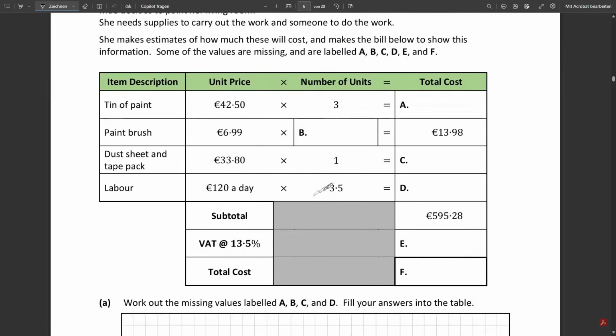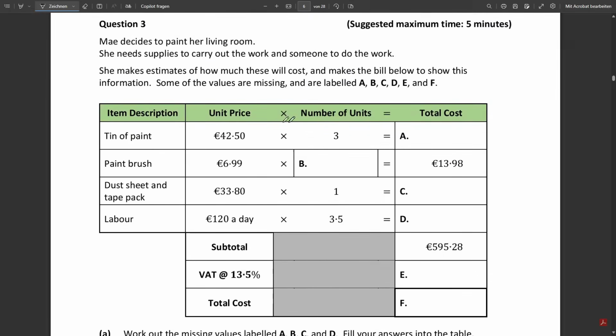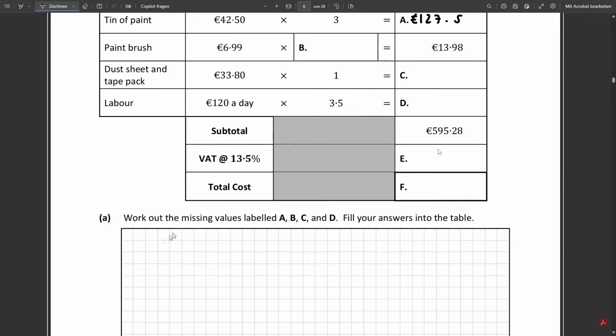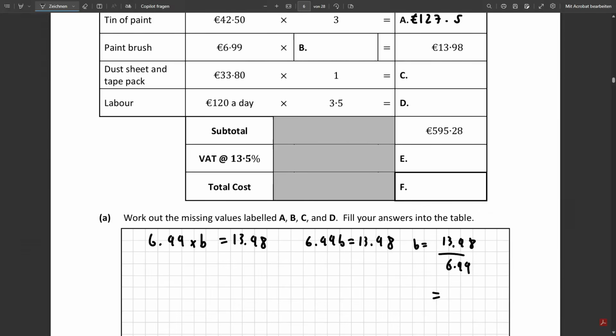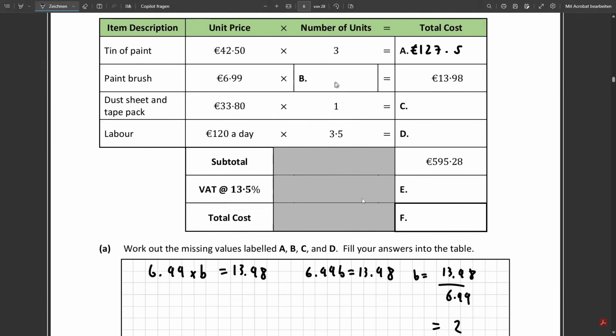So here you just have to figure out these things. It says unit price multiplied by number of units. So you just multiply those numbers. And we get 127.5, and that's in euros because this is a cost. Here, it's some number multiplied by b is 13.98. You can write that in an equation if you don't know how to deal with it. So 6.99 multiplied by b is equal to 13.98. That means b is equal to 13.98 over 6.99, which gives you a nice answer of 2. So we'll have 2 units here.